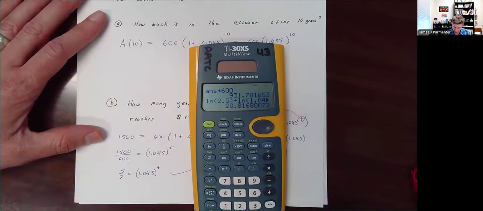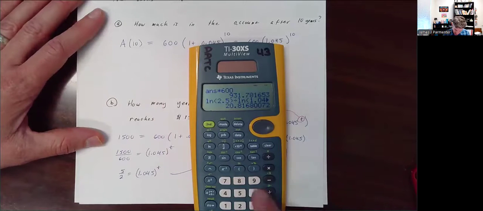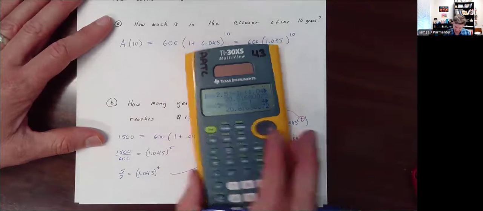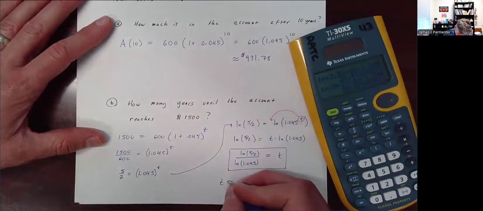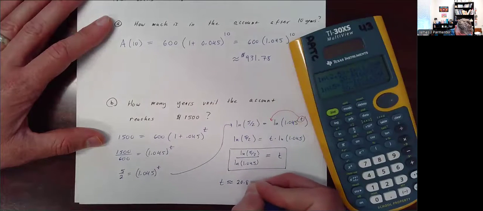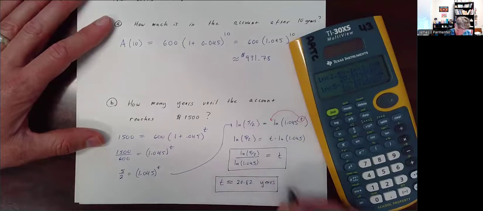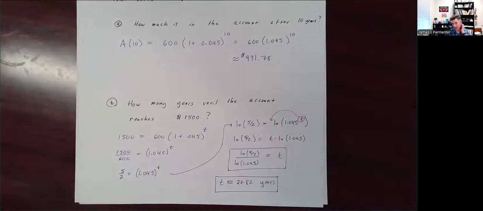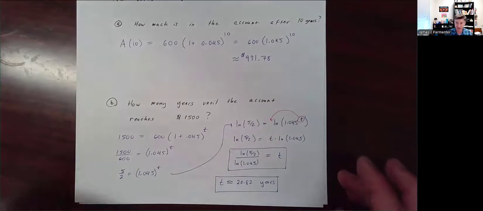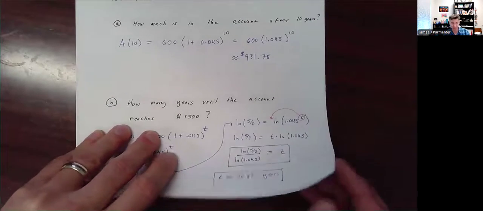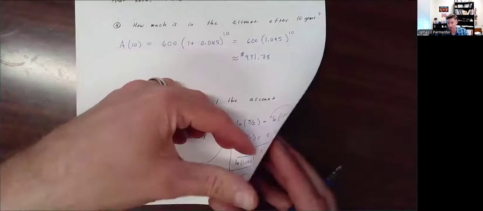It's about 20.81. I'd point out that if you wrote it the other way, the natural log of 5 over 2 divided by the natural log of 1.045, you'll still get the same answer. 20.82 is what I rounded to. So t is approximately 20.82 years. So 20 years and what, 8/10 of a year, 4/5 of a year. I don't know. It's like, what's 80% of 12? Like 9-ish months, I guess.